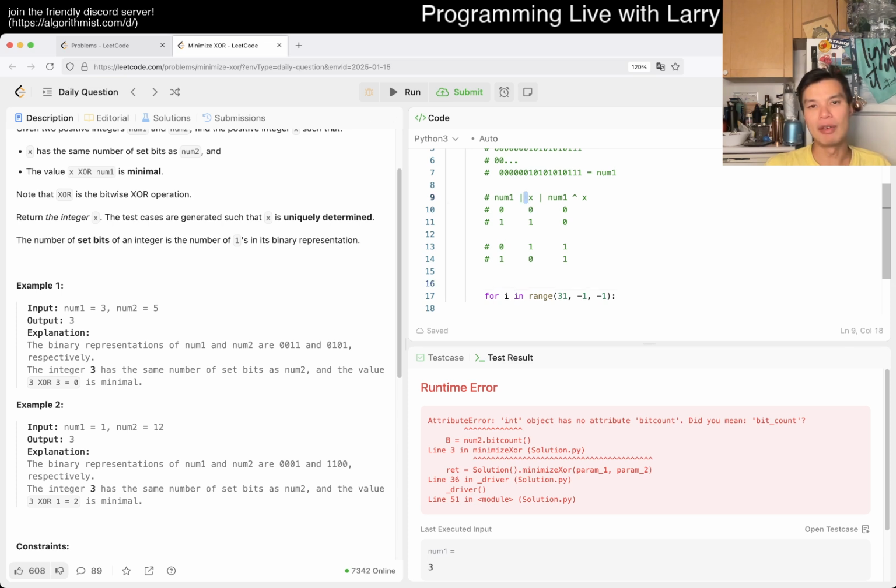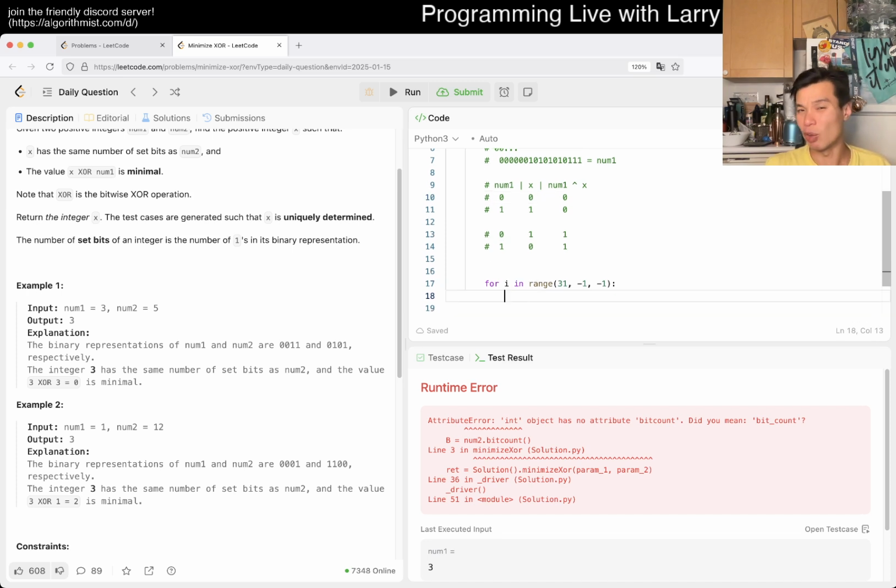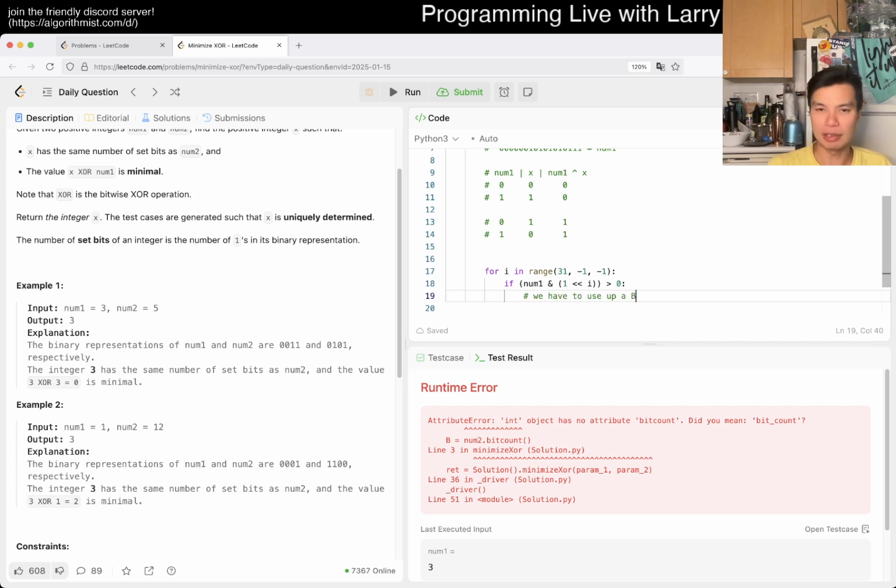So that means we have to set X. So basically we just look at the number one digit at a time. You can also use a string if that's what you're more comfortable with, like a binary string. I don't know, it's just language. So this is a bitwise function. Now you just check if this digit is turned on. So if this is greater than 0, then this is a 1. And if this is a 1, then we have to use up a B. That's what we said, right?